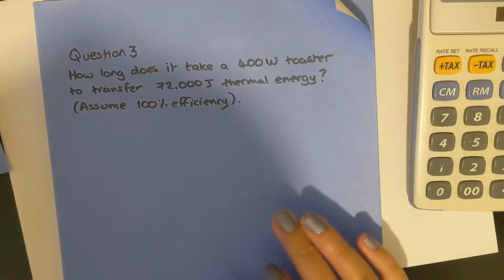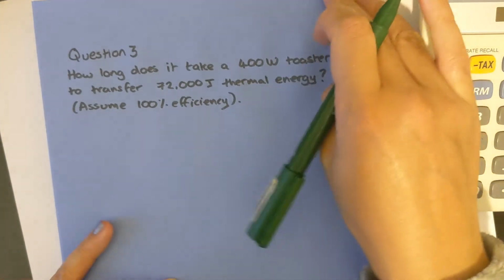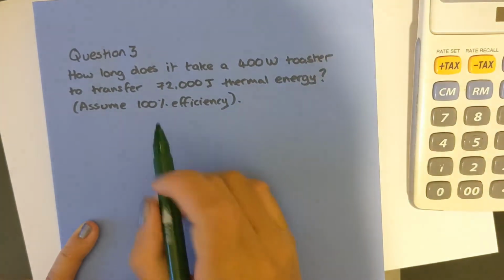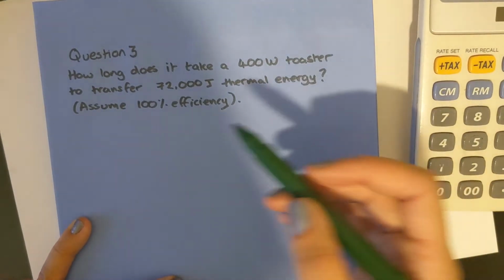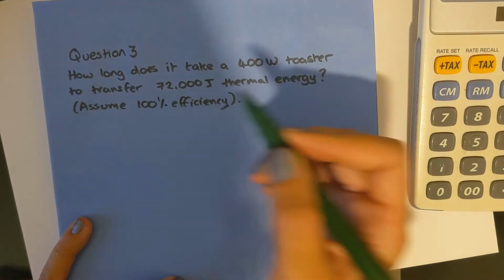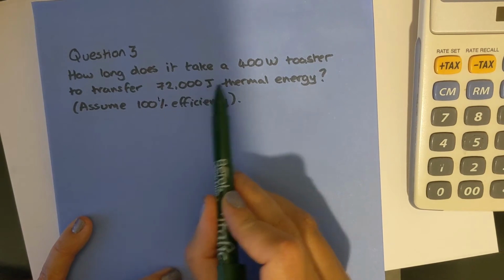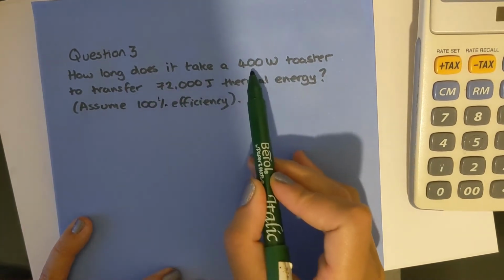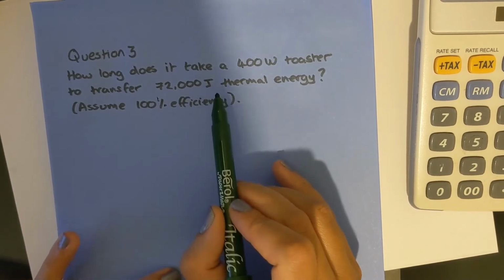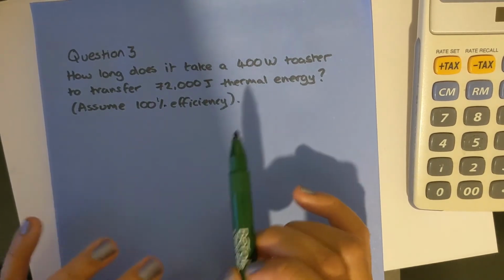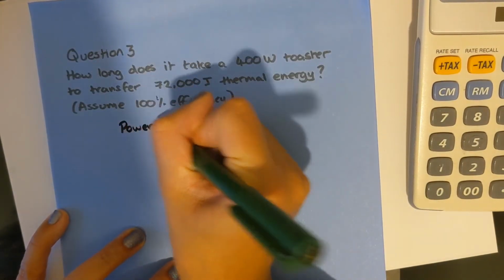Right, question 3 then. How long does it take a 400 watt toaster to transfer 72,000 joules of thermal energy? We're going to assume 100% efficiency here. I was going to come up with a question using efficiency, but I thought we better stick to the equation we know. First things first, do I need to adjust any of my units? No. Power's in watts, energy transferred is in joules, there's no kilos or megas, so nothing needs to change here.